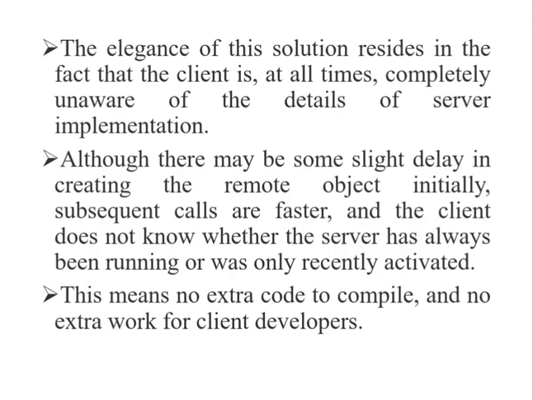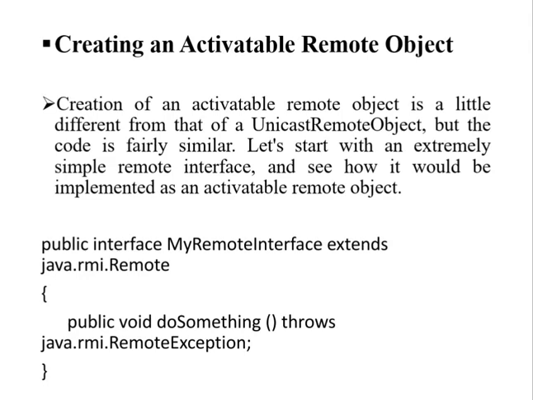Then, how can we create an activatable remote object? Although the creation of an activatable remote object differs slightly from that of a unicast remote object, the coding is very similar. Let's start with a basic remote interface and see how it would be implemented as a remote object that can be activated.